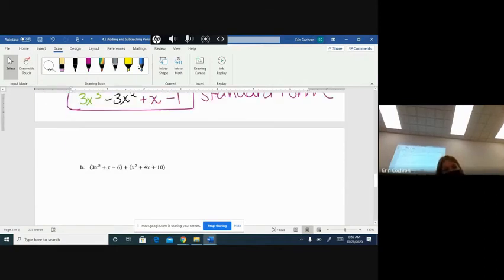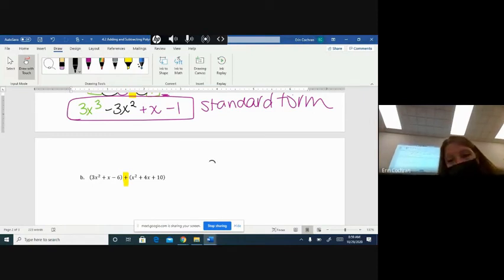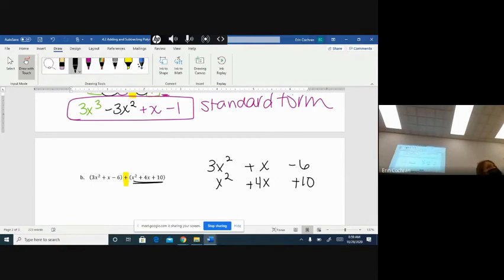All right. Part B, I'm going to do this one vertically now to show you each way. What are we doing with these 2 polynomials? We are adding, right? So I'm going to do it vertically. I'm going to rewrite the first one: 3x squared plus x minus 6. Then I'm going to put the bottom one underneath and line them up for like terms. x squared is going to go under what? 3x squared. 4x is going to go under the x. And then 10 is going to go under the negative 6. If something doesn't have the same, we just put it off to the side.